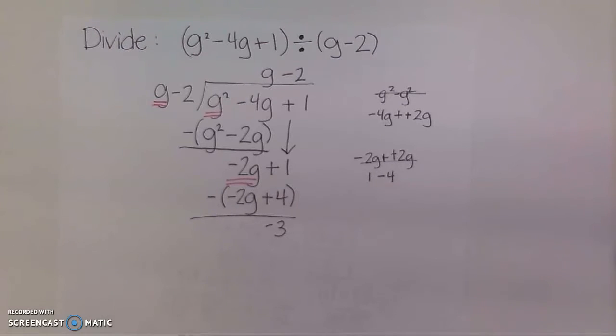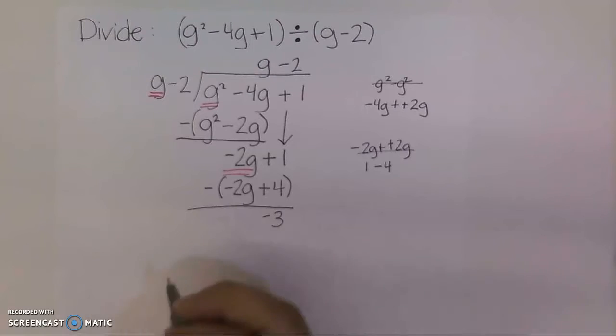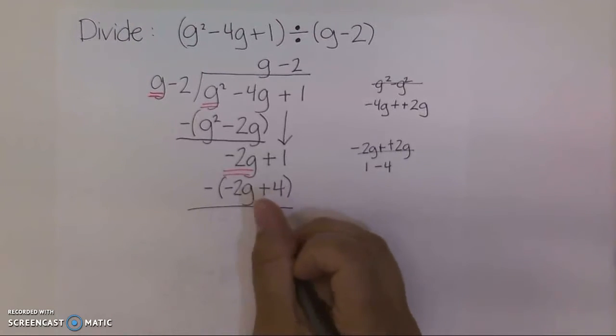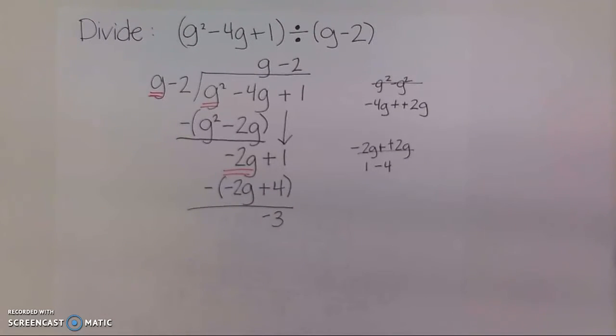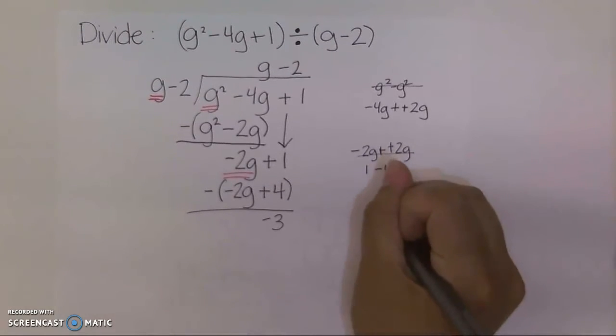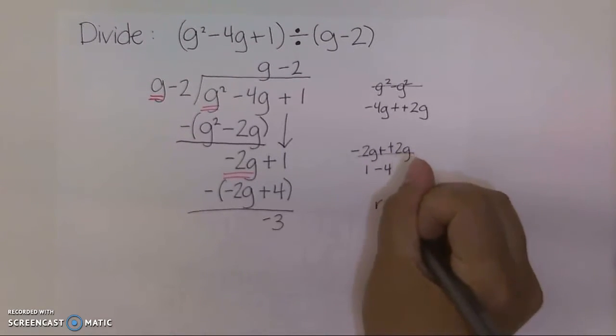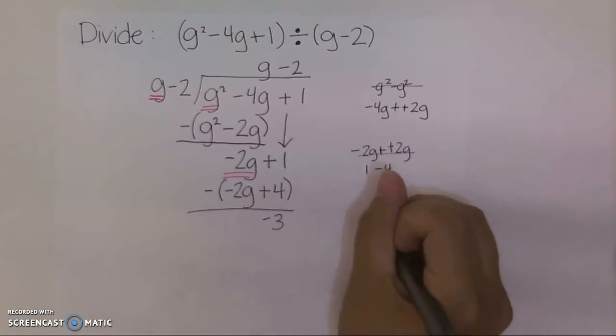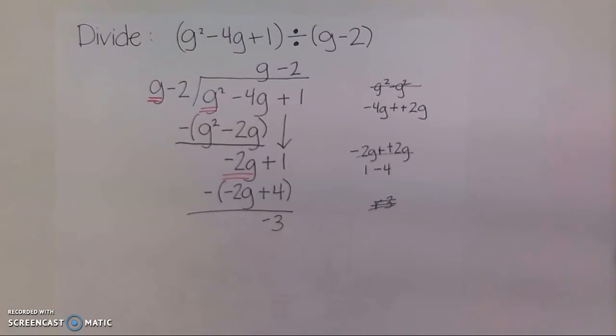I have nothing left to drop down, so I know I'm at a point where I can write my answer. This is called a remainder. And we're going to write it a little bit differently than you may have in 5th grade. In 5th grade, when you did long division with no variables, you wrote R3, right? We're not going to do that. We're going to write it a little differently.